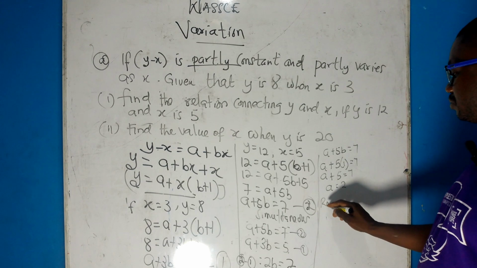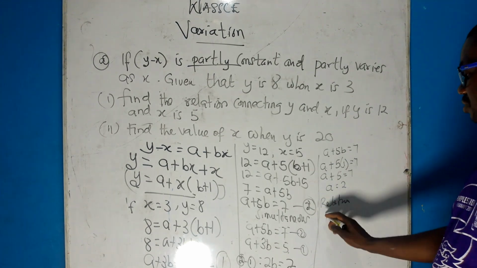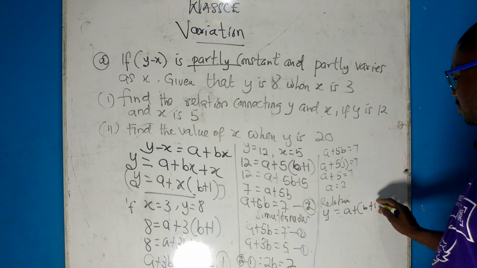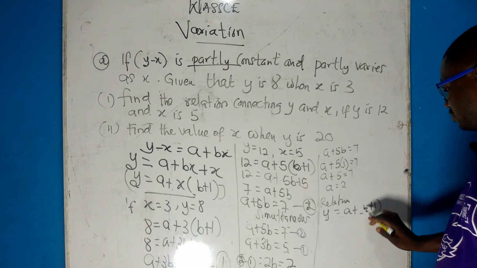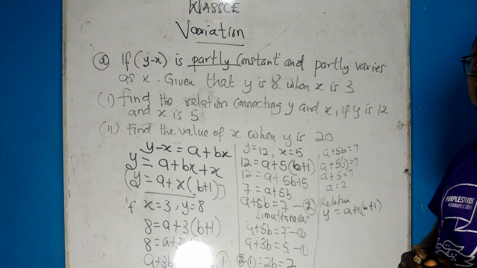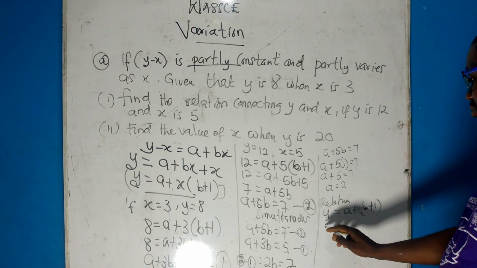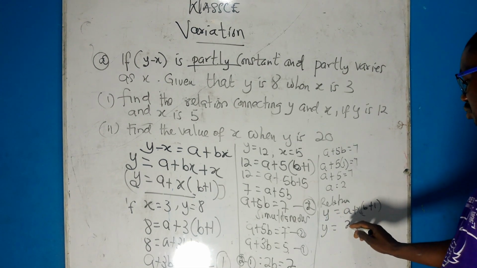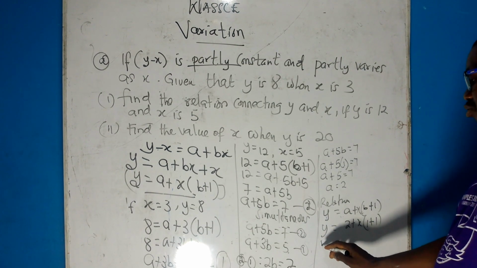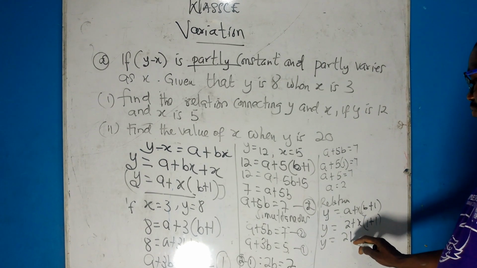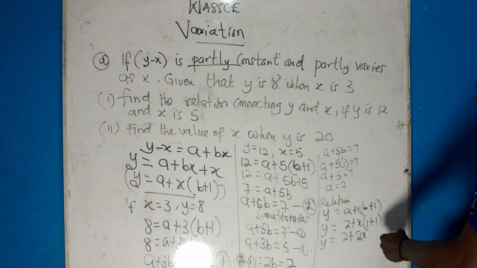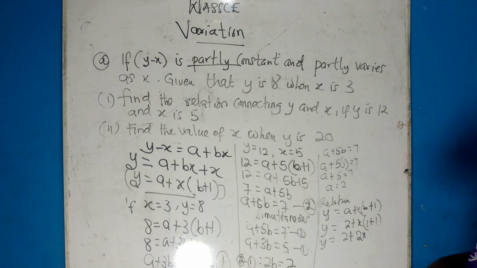So now we can easily write our relation, which is y is equal to a plus x into bracket b plus 1. Let's substitute the values of a and b into the expression. So we have y is equal to 2 plus x, into bracket 1 plus 1. So y is equal to 2 plus 2x. Why 2 plus 2x? Because 1 plus 1 is 2. So you have our relation to be that.